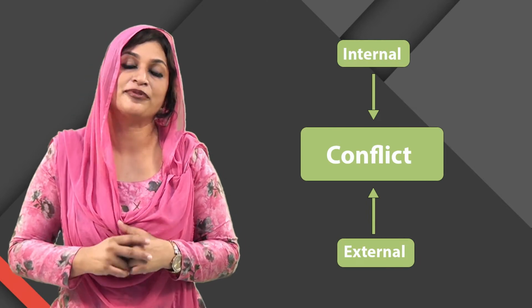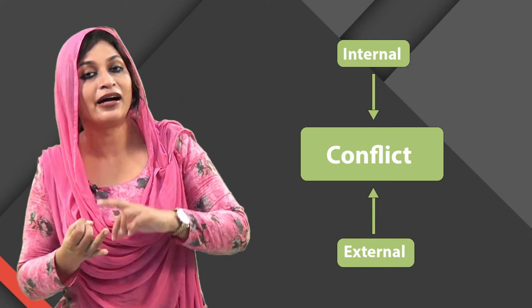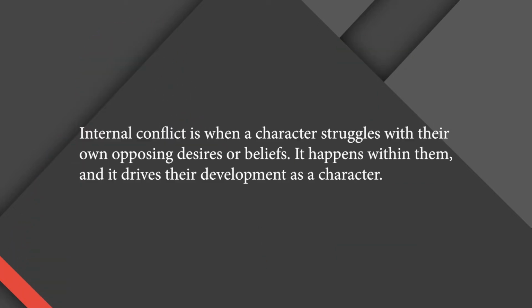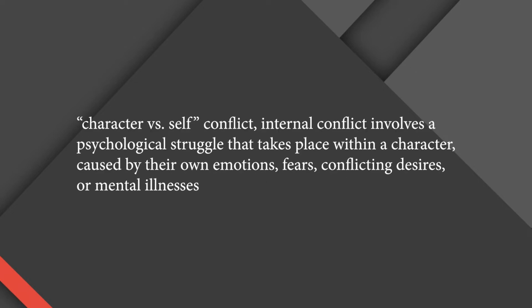The next part of our lesson is meant to show the conflicts that take the story forward. There are two types of conflicts, that is internal and external. Now, let us have a look at the internal conflict. Internal conflict is when a character struggles with their own opposing desires or beliefs. It happens within them and it drives their development as a character. Or in other words, it is a character versus self conflict.